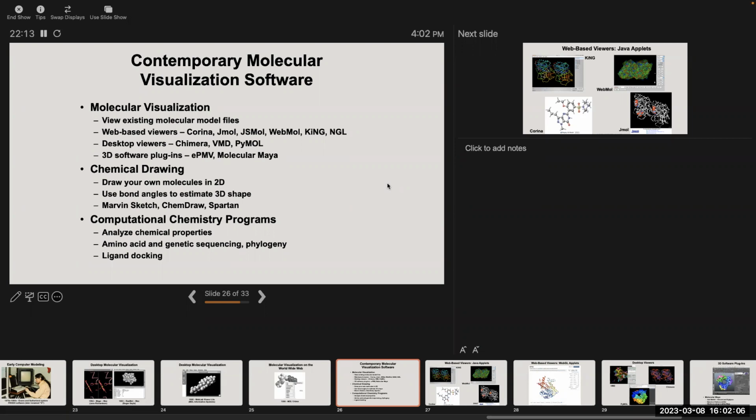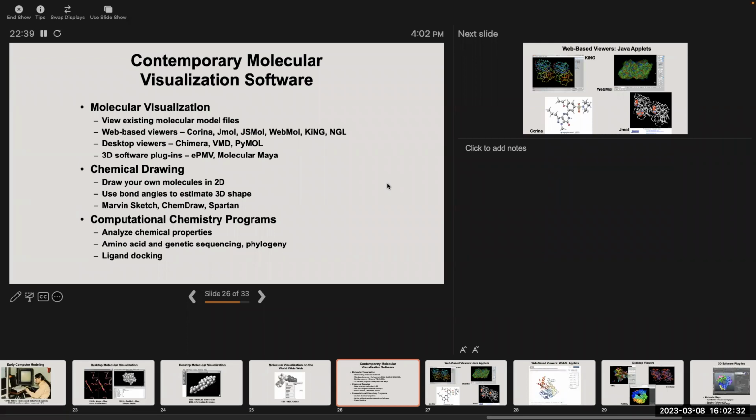which parts are hydrophilic that do like water. Some of these computational chemistry programs will analyze a genetic sequence or an amino acid sequence, and you can use that to do things like what's called molecular phylogeny, where you determine how closely related different species of animals are based on their genetic similarity or the similarity of amino acid sequences in a protein.